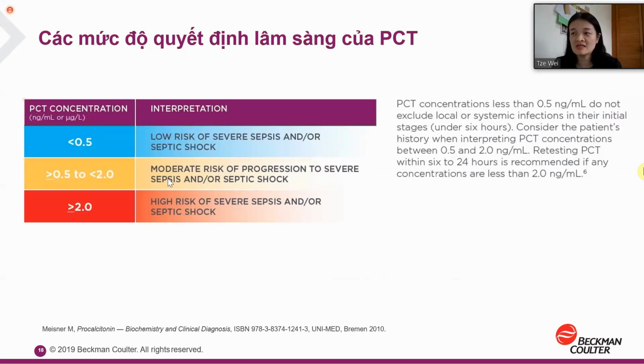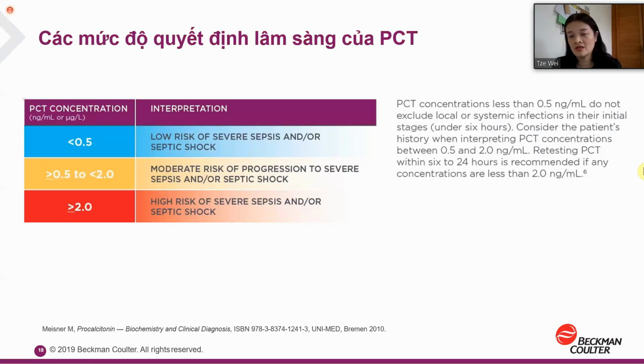So I think some of the key clinical cutoffs that we all have to remember are 0.5 and 2, because between 0.5 to 2 nanograms per mL, there's a moderate risk of progression to sepsis or septic shock. And at more than 2 nanograms per mL, the patient has a high risk of sepsis and/or septic shock. And there are a lot of platforms out there offering PCT.